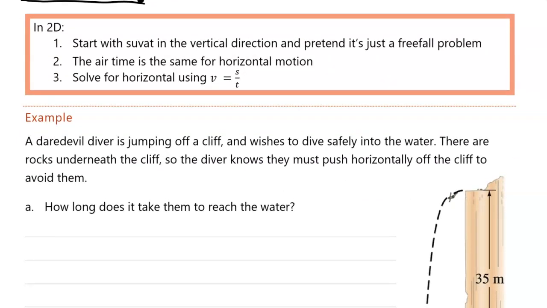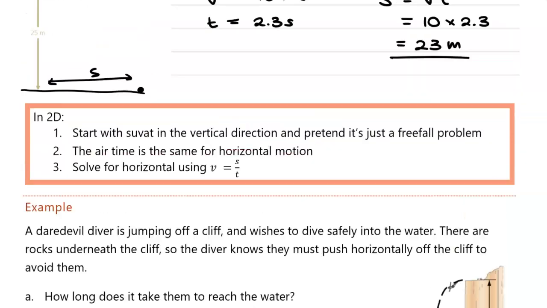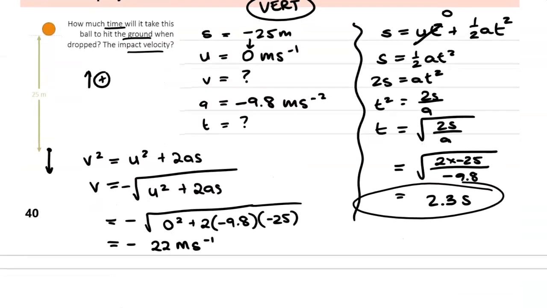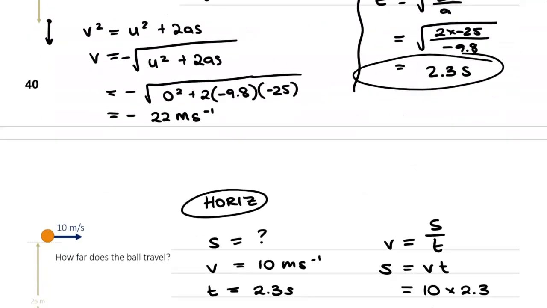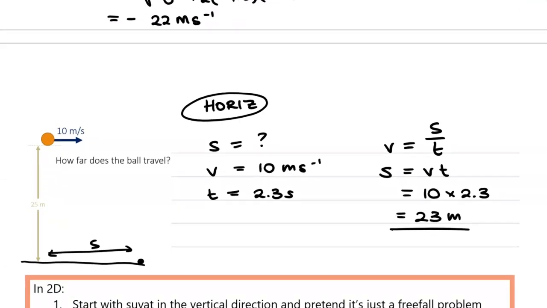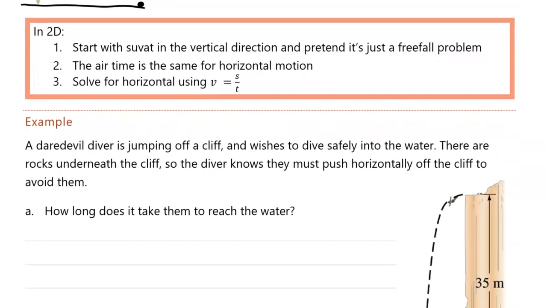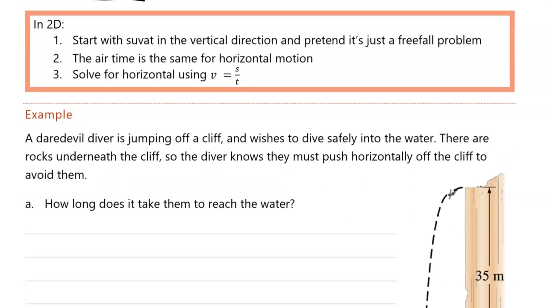You're going to start with SUVAT in the vertical direction 99% of the time and pretend it's just a free-fall problem that we've had in the past. Because we can treat the vertical and horizontal components separately, with time being the thing that links the two, that works just fine. The air time is the same for horizontal motion. So just like we used before, we knew it took 2.3 seconds for this object to hit the ground from 25 meters up. And that 2.3 seconds links the horizontal and the vertical motion. So we use that for both. And horizontally, we can use v equals displacement over time, and that works quite well. But you still got to use your SUVAT equations for vertical stuff.